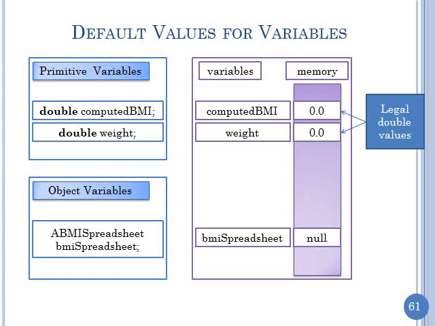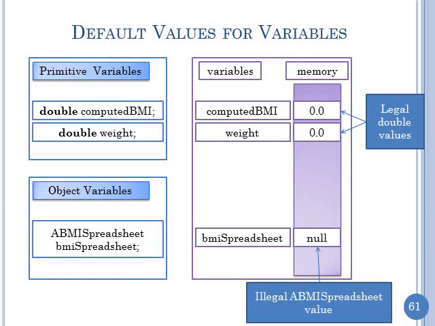So whatever you can do with doubles, you can do on 0.0. What can you do with BMI spreadsheet? You can say get weight, get height. You can't do that with null. Null is not a legal BMI spreadsheet. It's an illegal value. So if you don't assign it a default value, you have something illegal. When you do something illegal, the police catches you, right? So the compiler at runtime will say, sorry, you did something wrong. In one case you get caught, in the other case you don't get caught because you get a legal value.